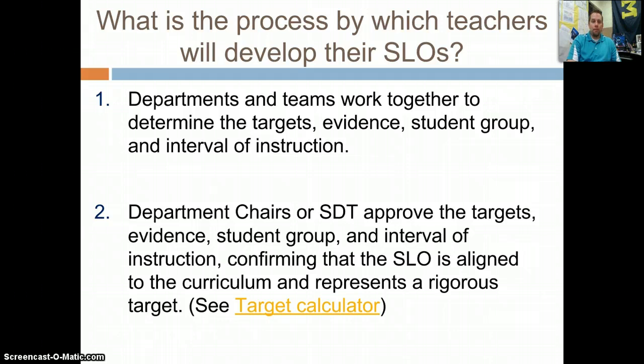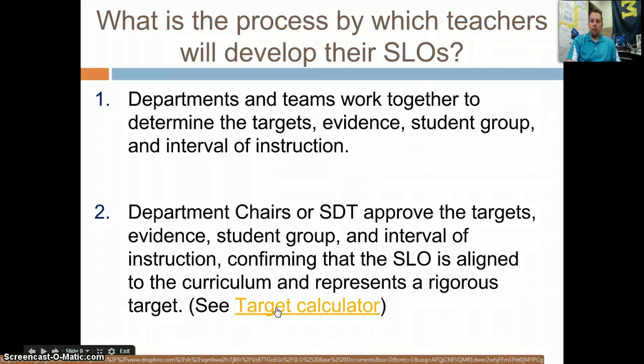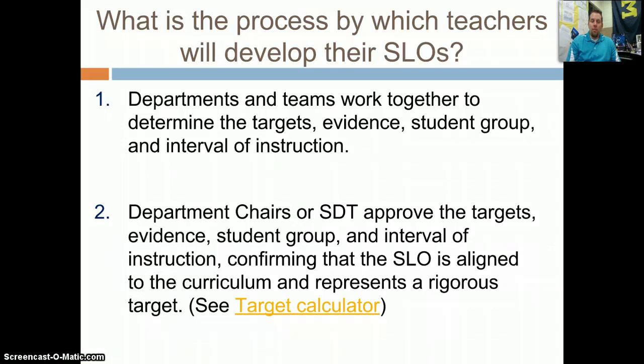So your department chairs or me, the SDT, will approve the targets, evidence, student group, and intervals of instruction, confirming that the SLO is aligned to the curriculum and represents a rigorous target. And you can see right here, if you click on this link, it'll take you to the target calculator. Basically what that says is if you set the goal of 100%, what is acceptable and what's considered to be achieving your SLO data.